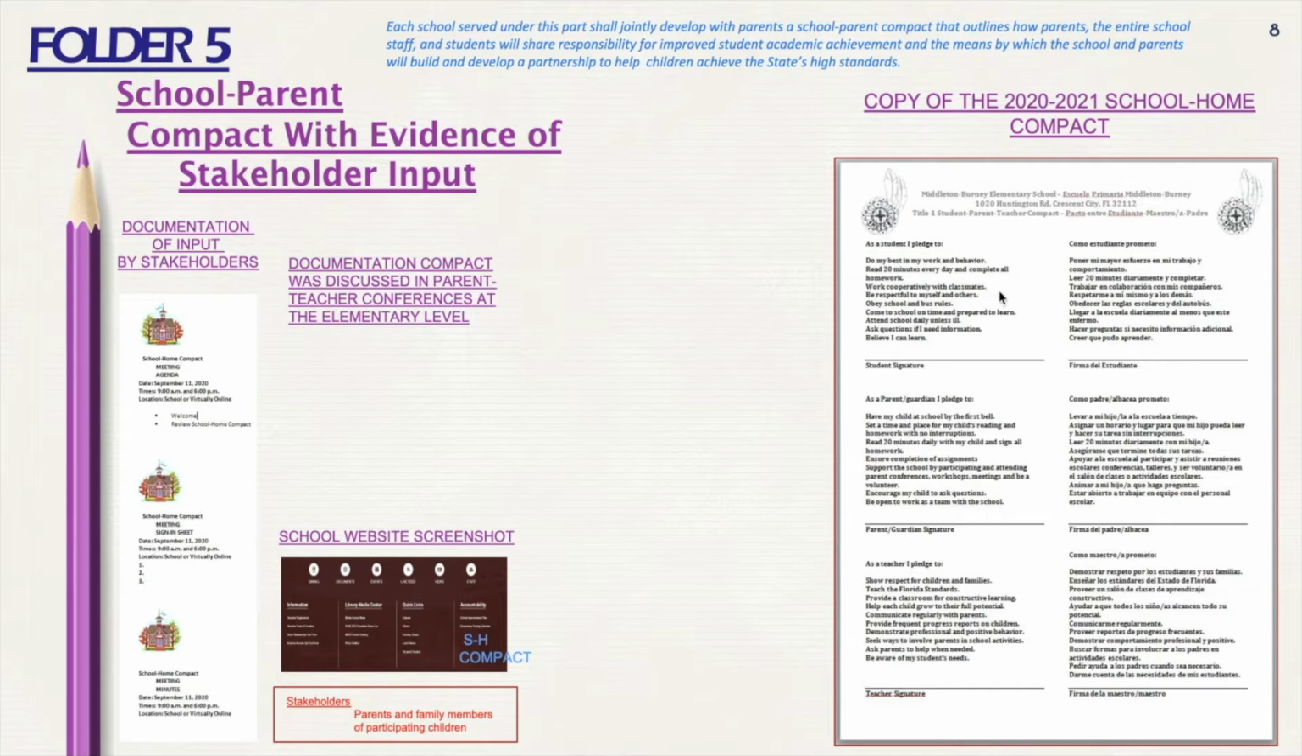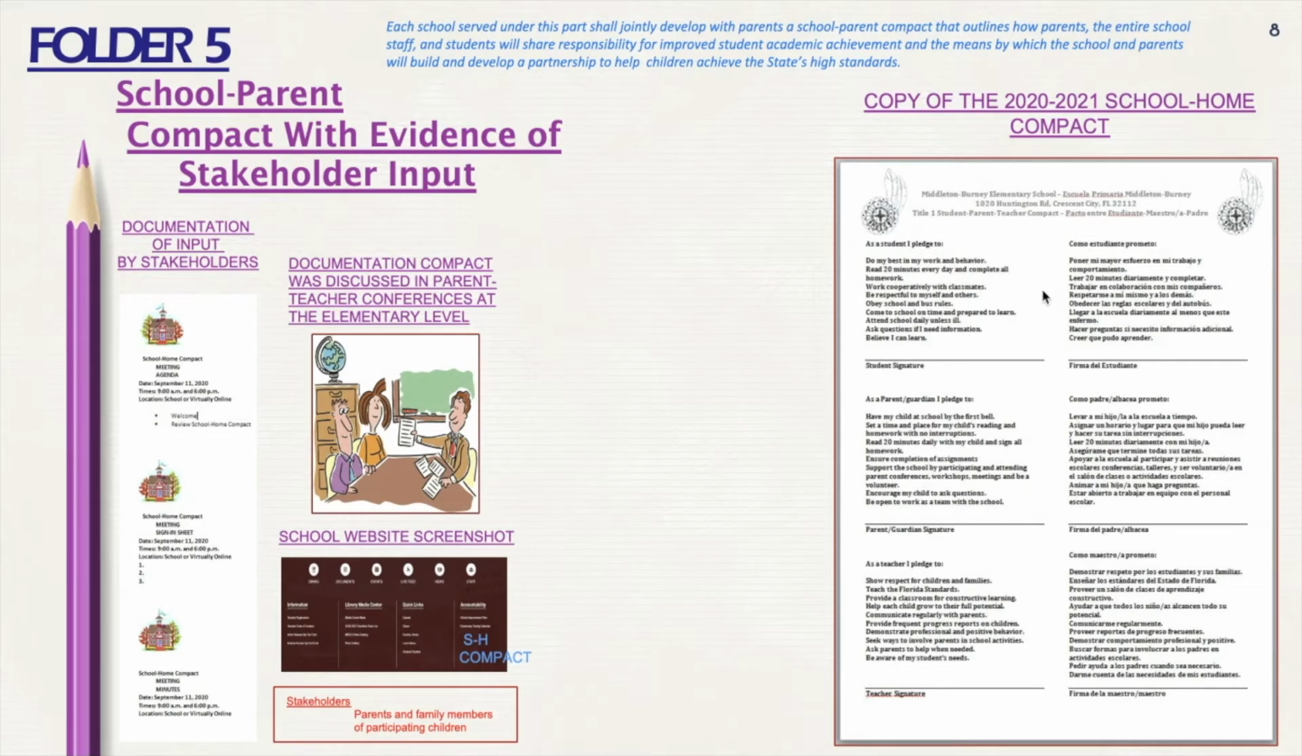This is very important. You have to have documentation that the compact was discussed in the parent-teacher conference at the elementary level. So you need to have some form of documentation. I don't know if your teachers use an agenda or how exactly they document what they discuss in parent conferences, but it does need to be some kind of that. Probably an agenda where you have spoken about the compact, and then a sign-in sheet would be good documentation that you went over the compact with parents, and you used it with an individual student.